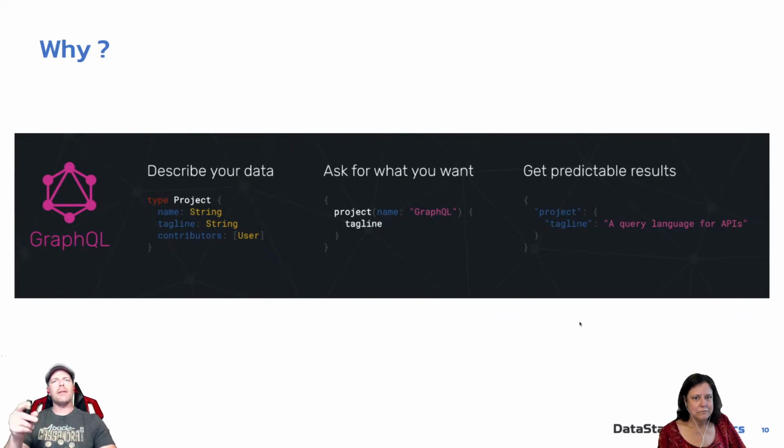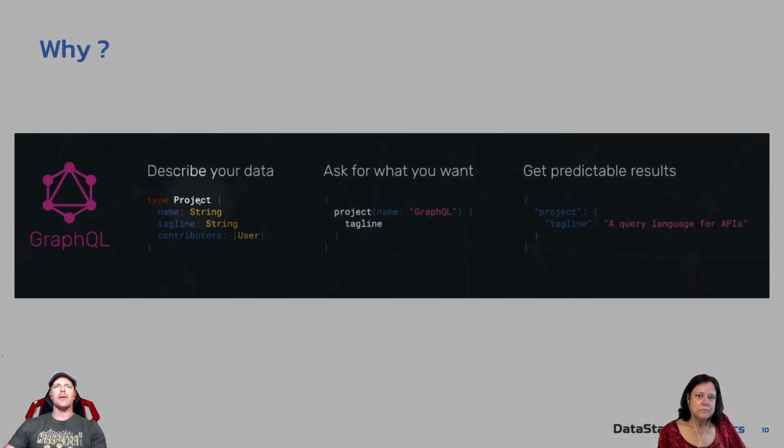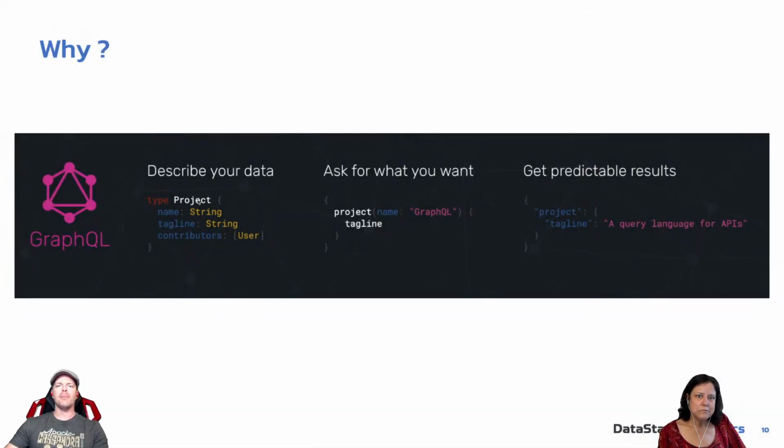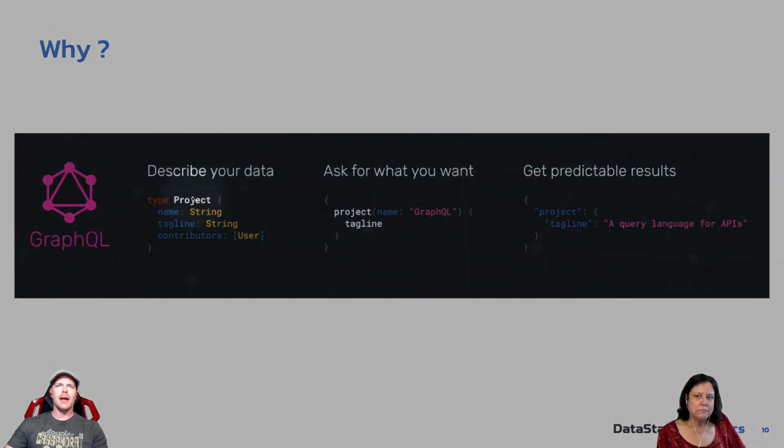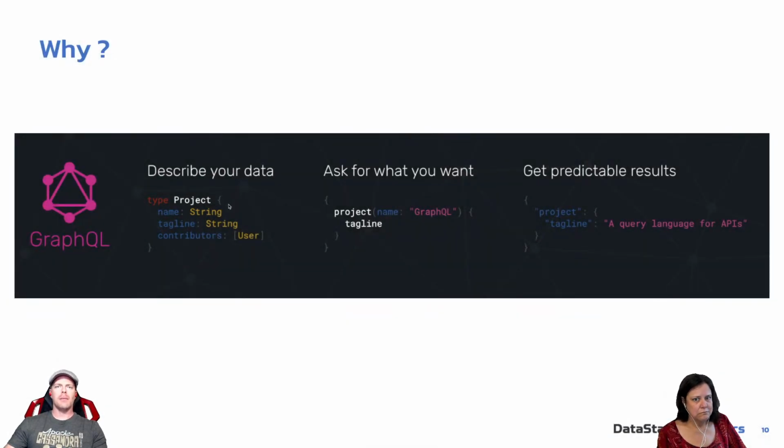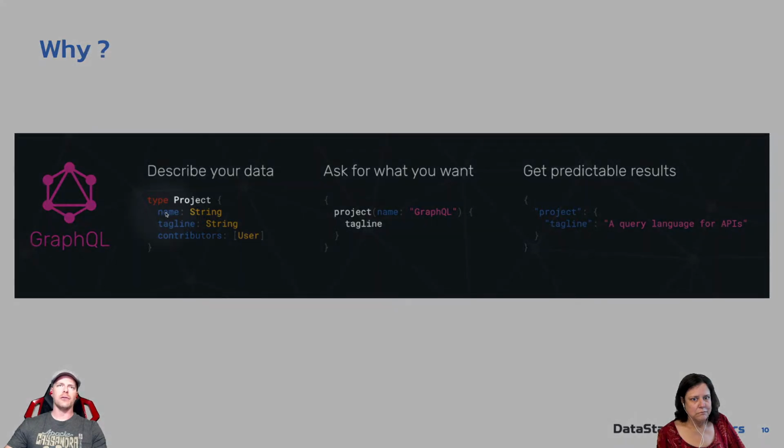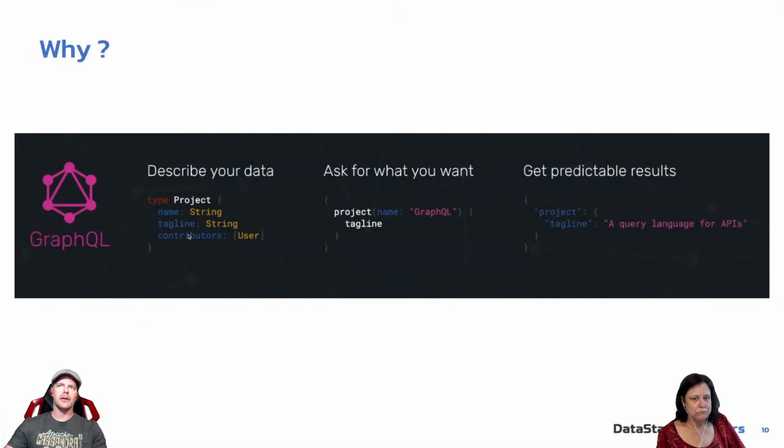And what's cool about this, if you look at that example, is maybe I want to have some type that I'd be querying against in GraphQL called project. And within that type of project, I have fields. This would be a way that I would define the schema for my project type. I'm just saying, hey, it's got these three fields: name, tagline, and contributors.